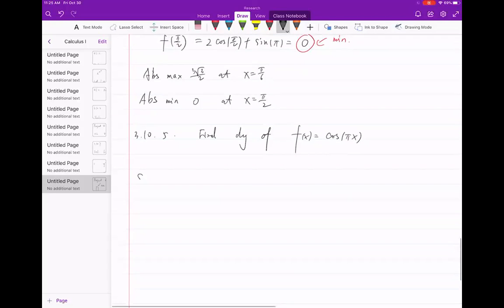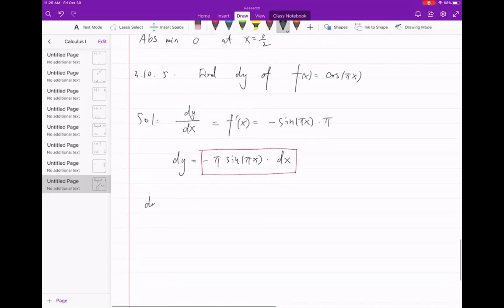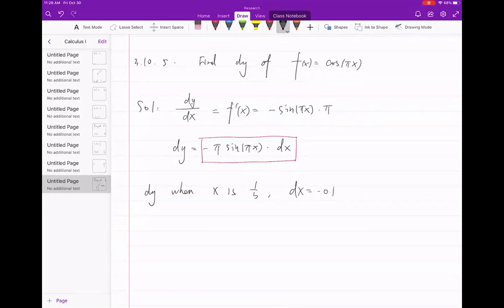Okay then. So basically, if you're looking for dy, you know dy over dx, which is f prime x. So dy is nothing but f prime x times dx. That's the idea of differential. Now, if you're looking for dy when x is 1/3, dx equals -0.1, then you basically just plug in.